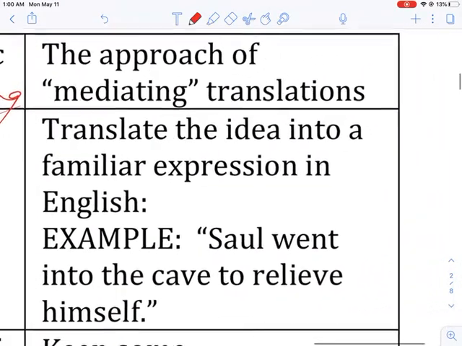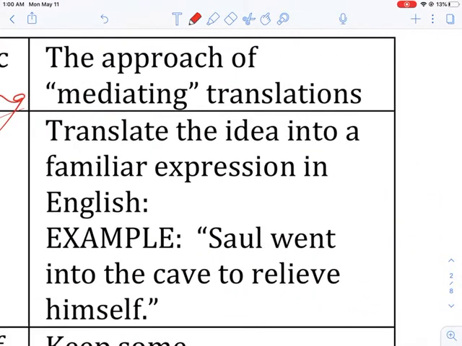The problem with that is that the Hebrew could have said something more explicit, but didn't. It said something more sensitive to the issue. Perhaps because this is King Saul, after all. He's an important person, and let him have his privacy in the cave. And so a mediating translation might say something that isn't saying the same words, but it's using an idiom that we use. So Saul went into a cave to relieve himself.